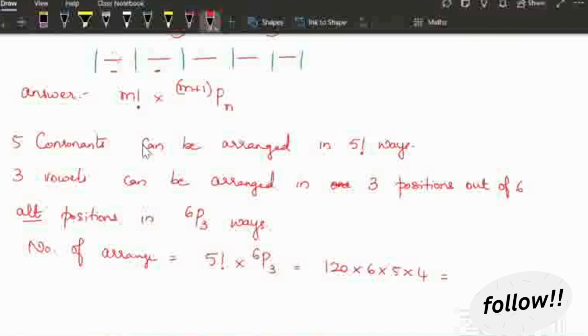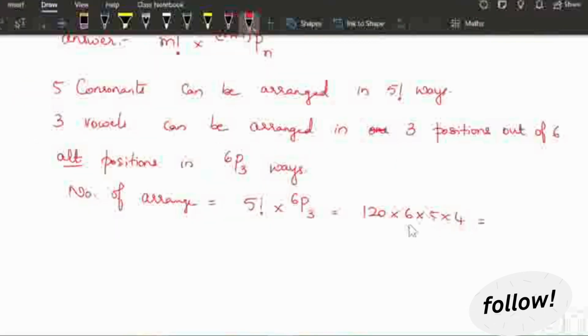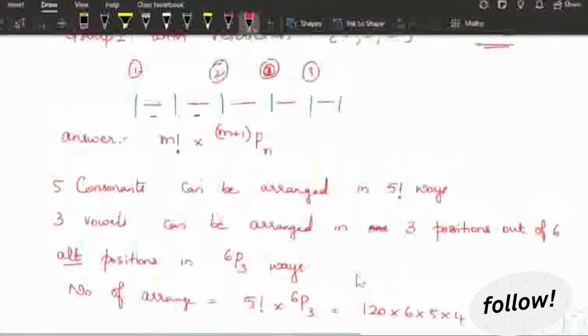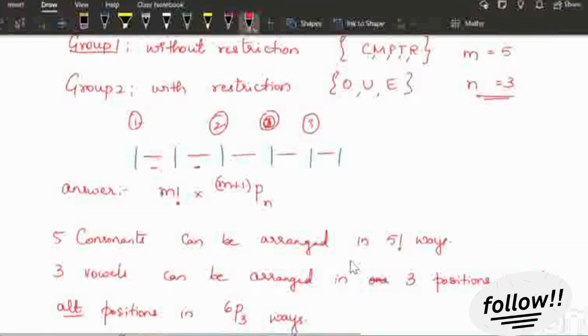Is that clear? So alternate positions will always be plus 1. So this is 120 into 120, which is 14400. This many different arrangements are possible in which vowels of this word are not together.